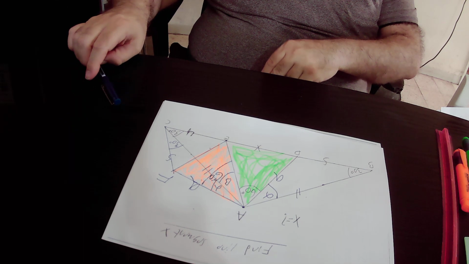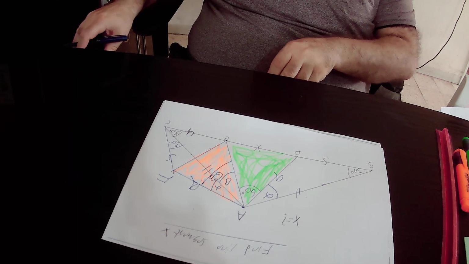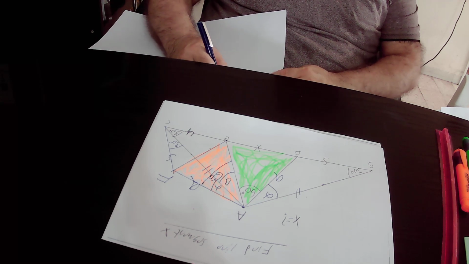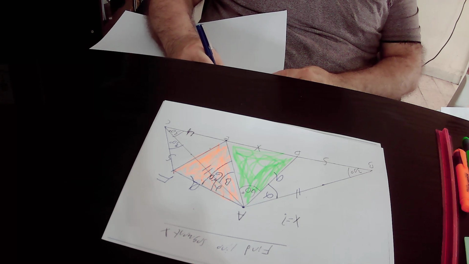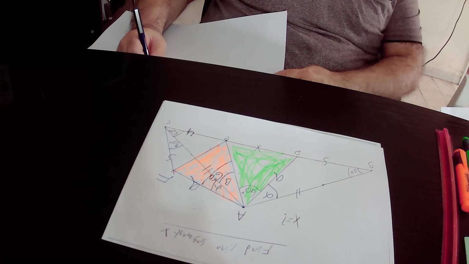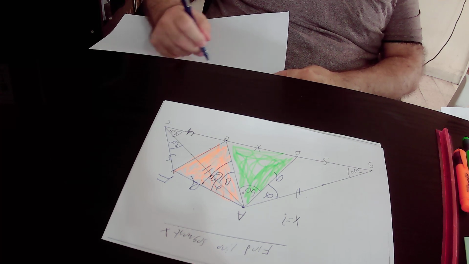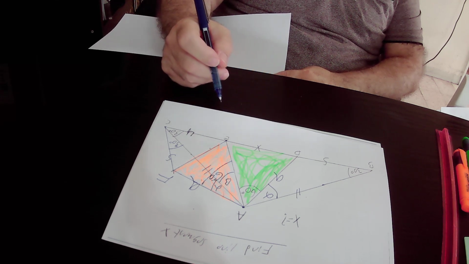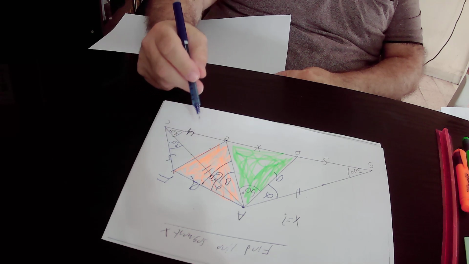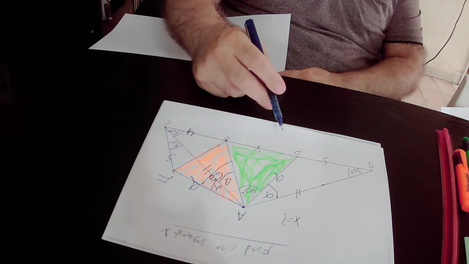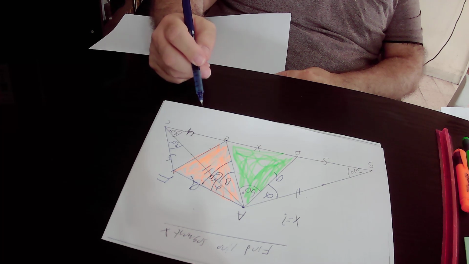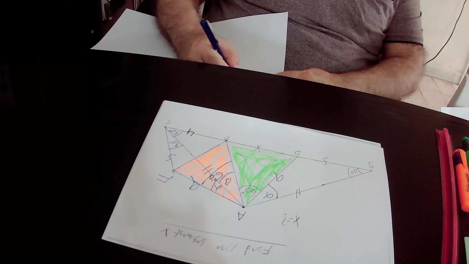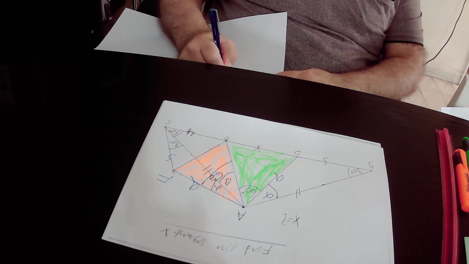And from the fact that those two triangles can go into each other, we conclude that side DE equals side EF. Side DE equals side EF. Okay? Side DE equals side EF.